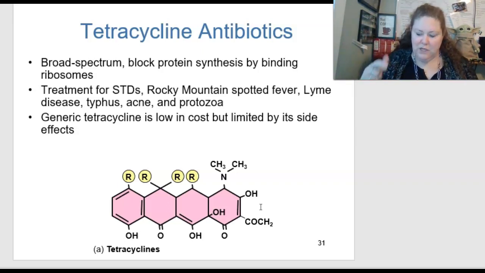And so this is in figure 12.10. And basically, tetracyclines are named for their regular grouping of 4 rings. The several types vary in structure and activity by substitution of the 4 R groups. Okay.